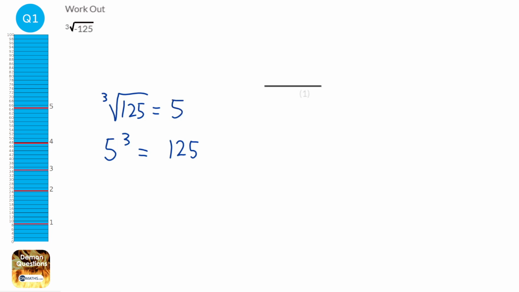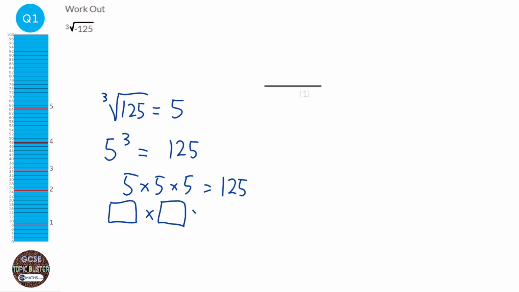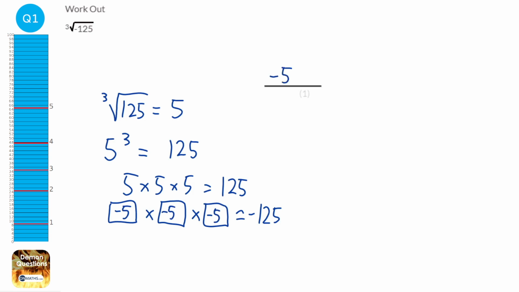So if the cube root of 125 is 5, what's the cube root of minus 125? Well, I know the cube root of 125 is 5 because 5 times 5 times 5 is 125. 5 times itself 3 times is 125. So what times itself 3 times is going to equal minus 125? It's going to be minus 5 times minus 5, which would be positive 25, times minus 5 will be a negative, minus 125. So our answer is going to be minus 5.